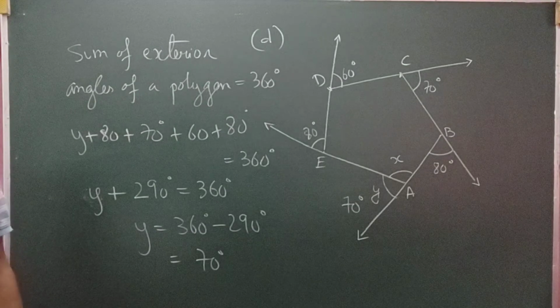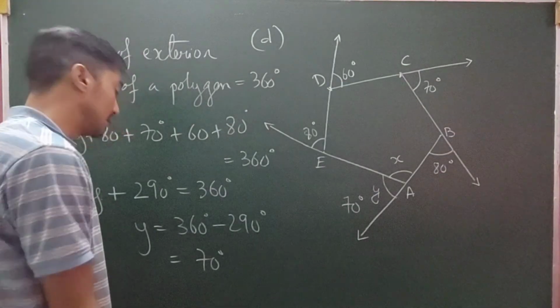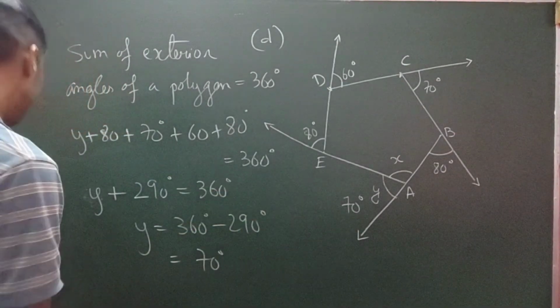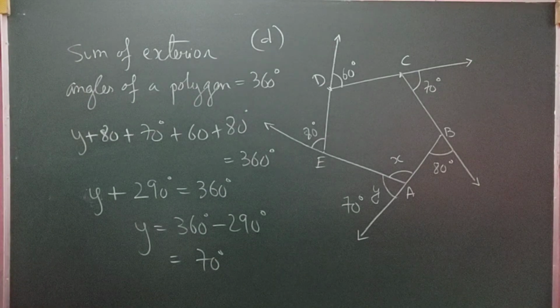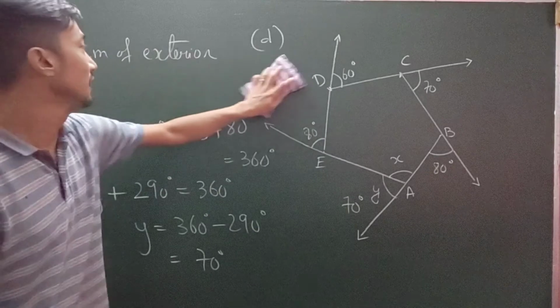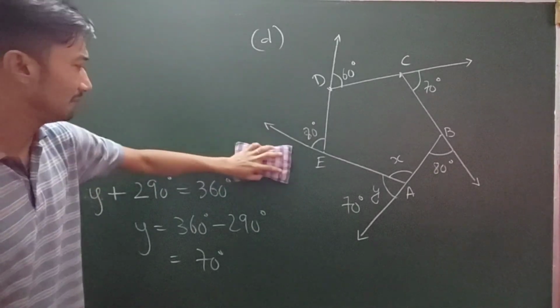So the value of y that we have here is 70 degrees. Of course, that is not the answer, I know. But as I said, we need to find the value of y. So y is equal to 70 degrees. Got it? Done now? Pause the video there and write down. Now to find x, you don't have to write too many things.